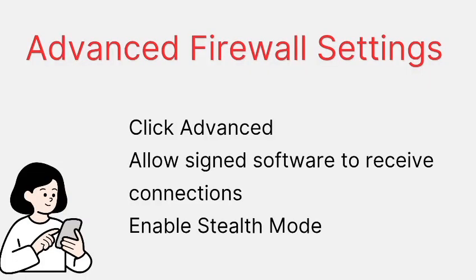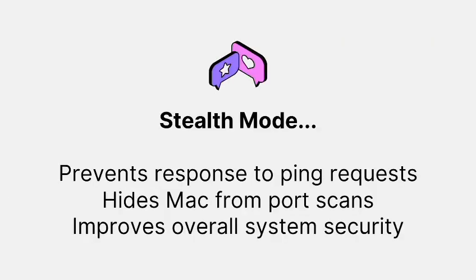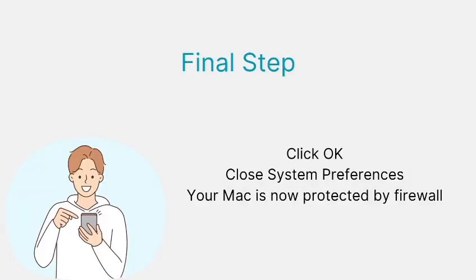For advanced firewall settings, click on Advanced Settings, then enable the option to automatically allow signed software to receive incoming connections. This ensures trusted applications function properly. Then enable stealth mode. This prevents your Mac from responding to ping requests and port scans, making it harder for attackers to detect your system. Now, the final step.